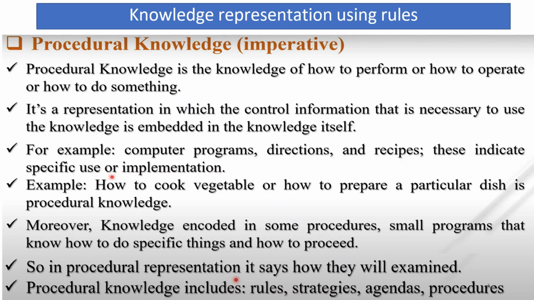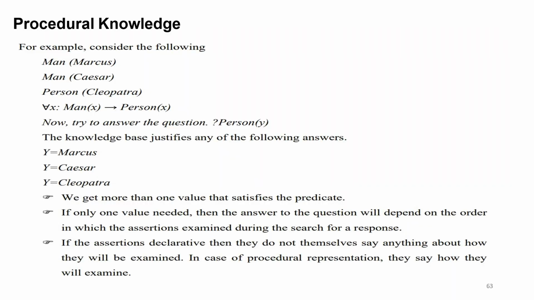Next will be declarative knowledge. Sorry, first let us look at an example for procedural knowledge. The example can be represented as man(Marcus), Marcus is a man. Man(Caesar), Caesar is a man. Person(Cleopatra), Cleopatra is a person. And for all X, man(X) implies person(X), all men are persons.